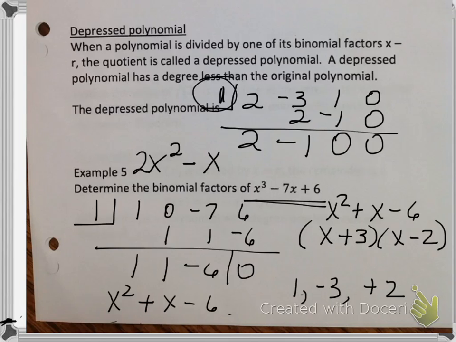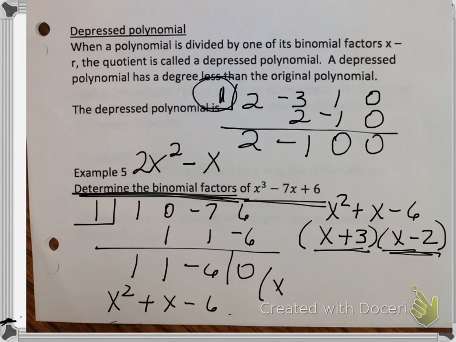Now, the directions say determine the binomial factors, so that means I write them like this. For sake of room, I'm going to erase again. So instead of writing that answer like that, I need to write them as binomial factors. I'm going to write x minus 1 for that first factor, x plus 3, and x minus 2. That would be me writing them as binomial factors.